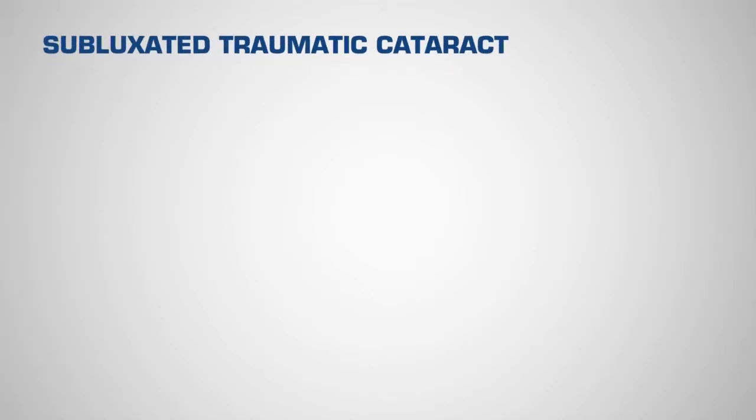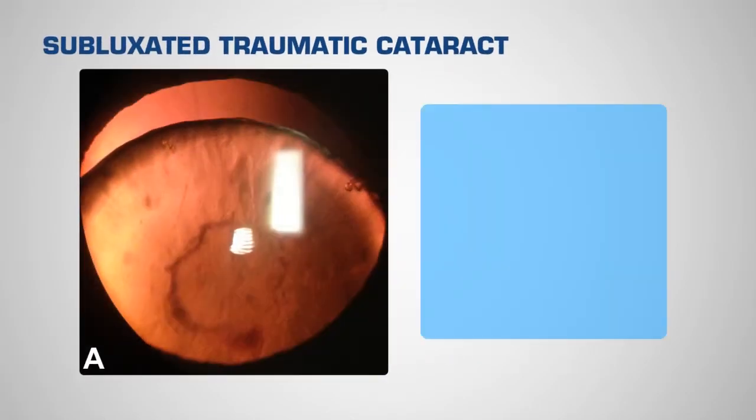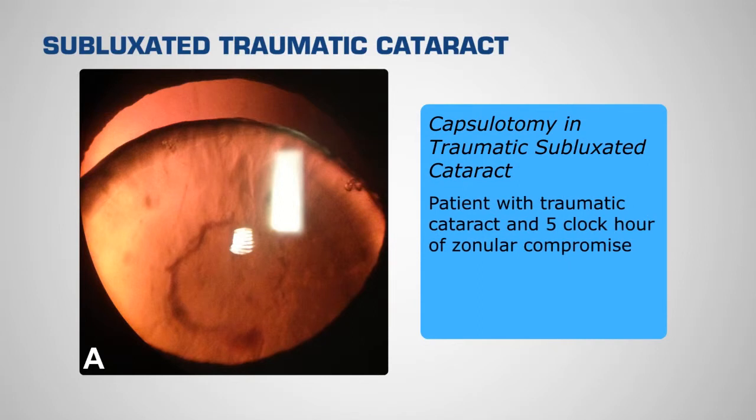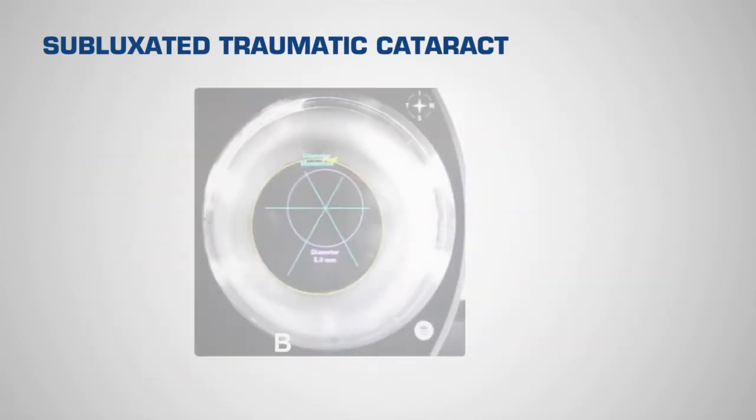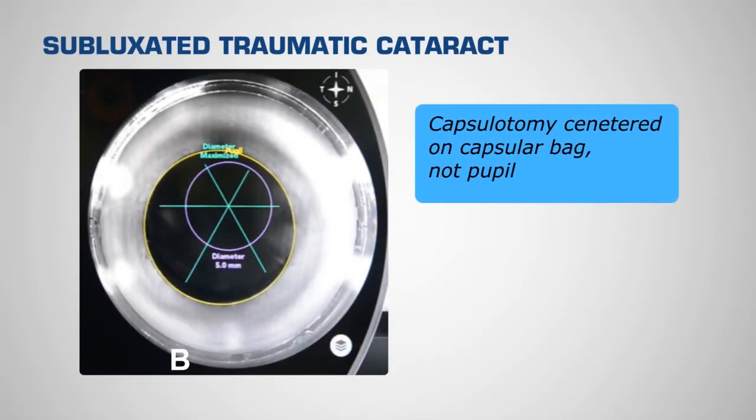A subluxated traumatic cataract. This was a 32-year-old male who presented with a traumatic cataract and 5 clock hours of zonular compromise. The surgical goal in this patient with a subluxated cataract was to create a capsulotomy without zonular stress. The second goal was to center the capsulotomy on the subluxated capsular bag and not the pupil.